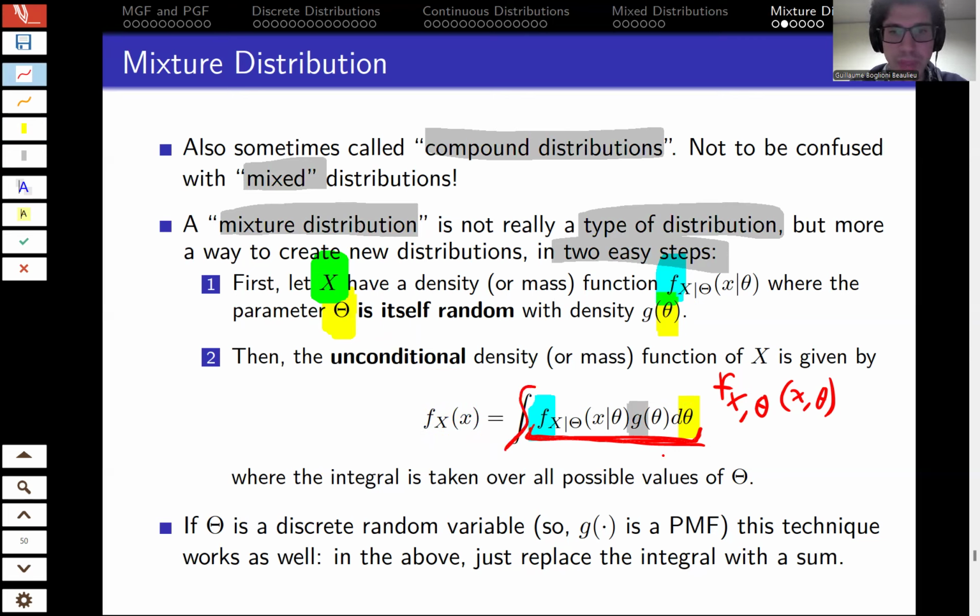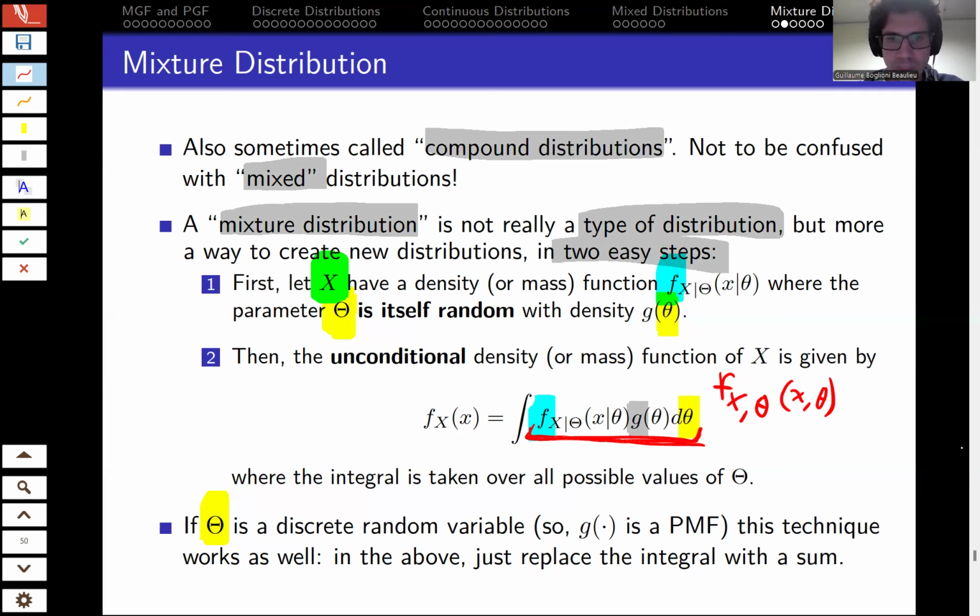And of course, here the integral would be taken over the whole support of theta, all the possible values of theta. Now, if Theta is discrete, this technique works as well. Then g(theta) would be a probability mass function, and so you would replace the integral by a sum. You would sum f(x given theta) times p(theta) over all the possible values of theta. In fact, the example we're going to see in a second will be an example of that specific case. Theta will have a discrete distribution.